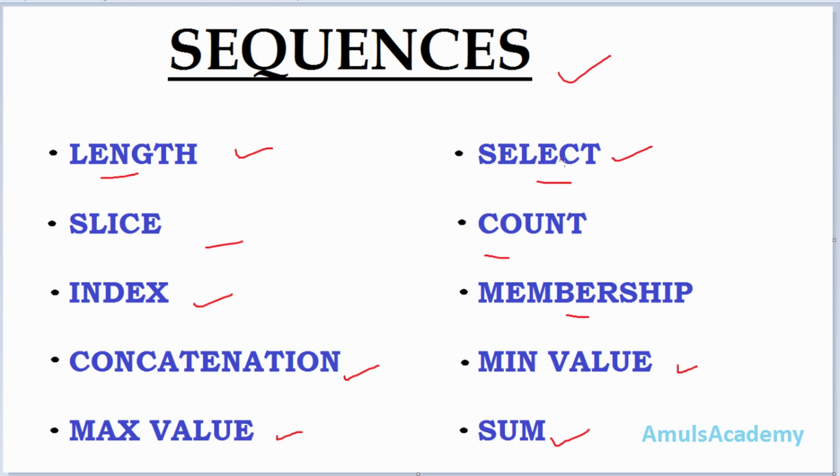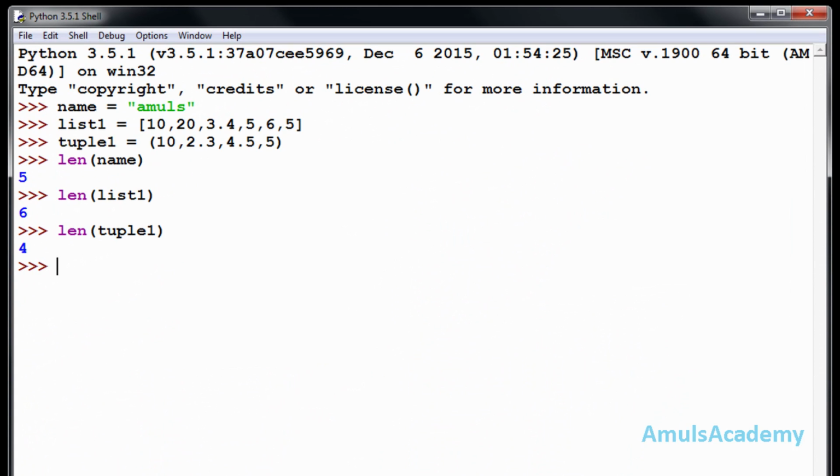And the second operation is select. If you want to select an individual element from the string or list or tuple, you can use the select operation. That is, name of 0, it is the index, and we can see the character A. List 1 of 4, and it is 6, that is 0, 1, 2, 3 and 4. In the fourth place, element 6 is present. Or you can apply this for a tuple also. That is 0, 1, 2 and this is 3. Okay, this is about the select operation.